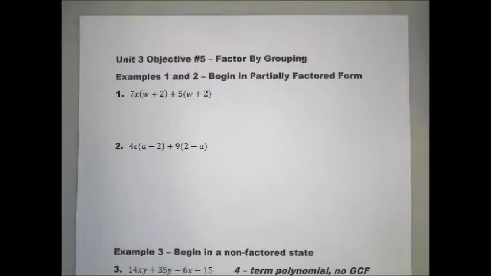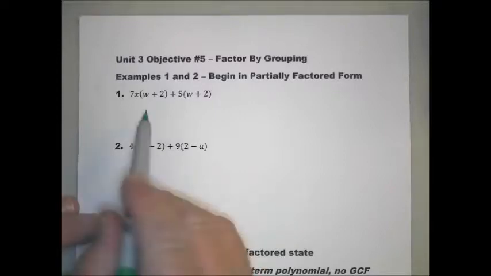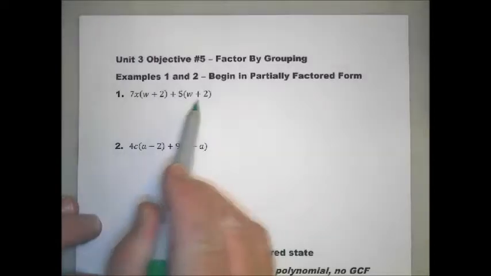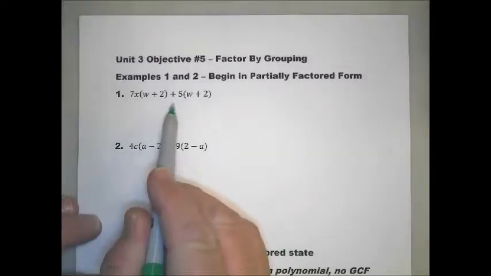Objective 5 is mostly a factoring objective. There's a little bit of graphing in the end, but the method that's focused for Objective 5 is factor by grouping. Now on examples 1 and 2, the process has actually already been started for you. We look at these two terms and they do share a common factor, and that factor is W plus 2.